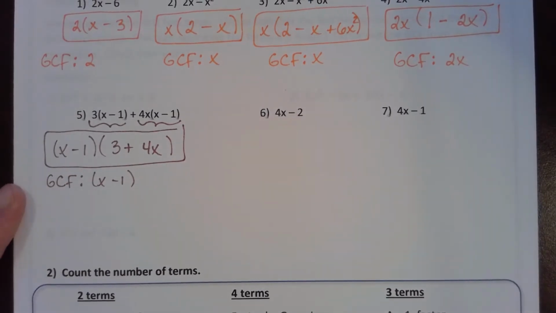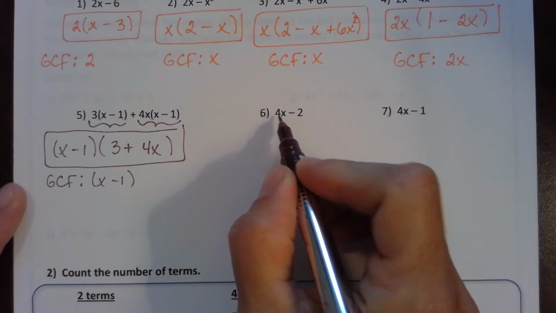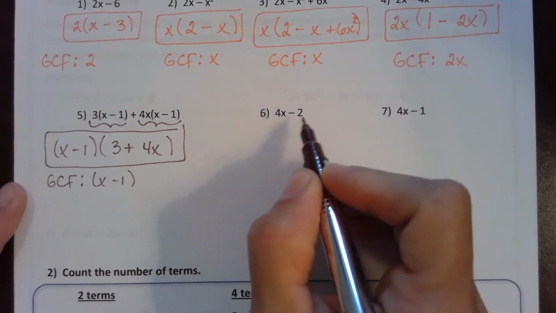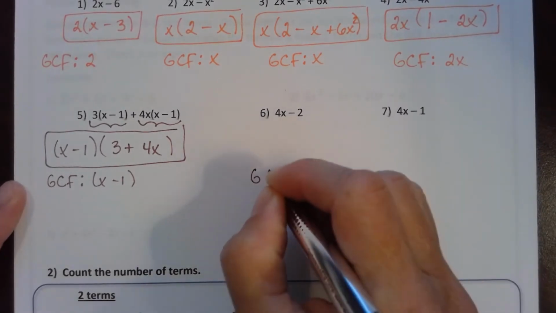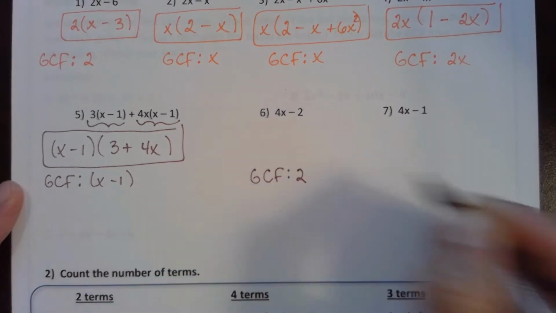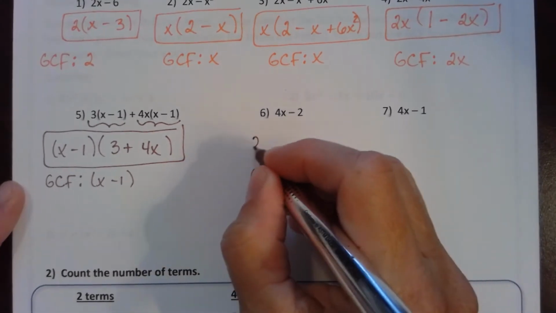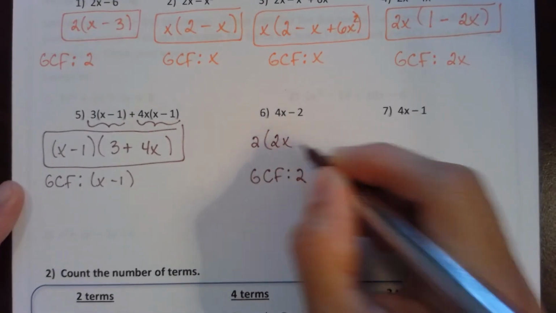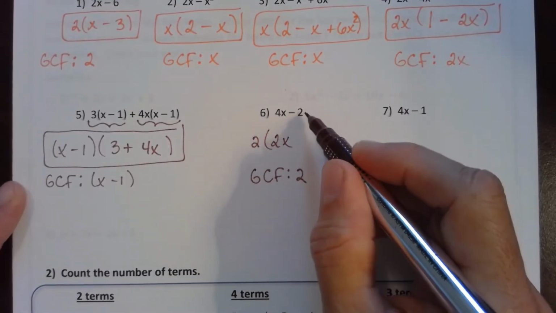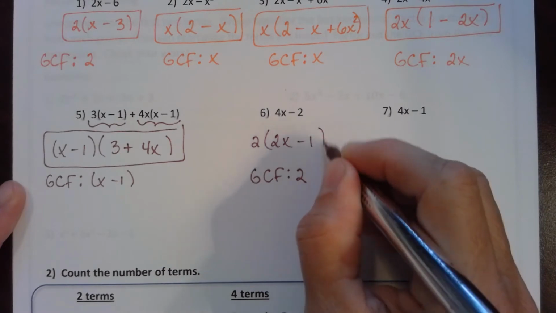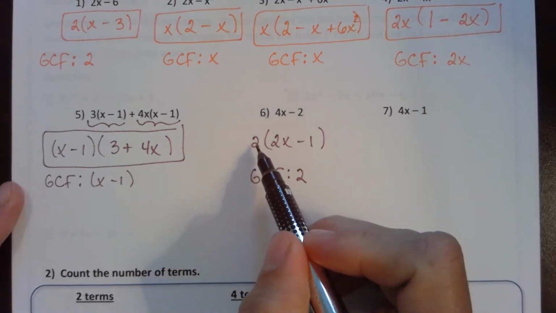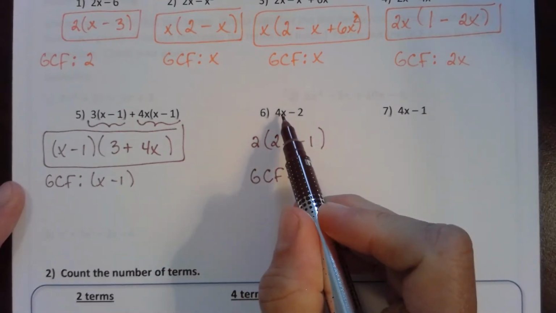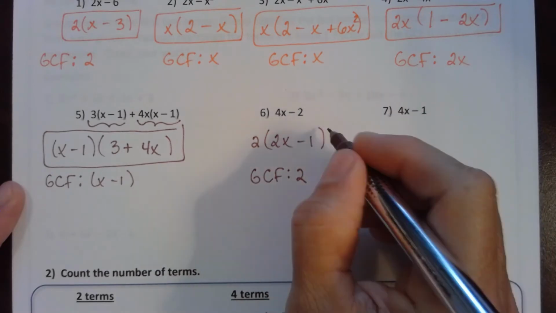How about number 6? They don't both have an x, but they do both have a 2. So our GCF in this case is 2. Put it out front. 2 times what is 4x? 2 times 2x. 2 times what is negative 2? That'd be a negative 1. Double check. 2 times 2x is 4x, and 2 times negative 1 is negative 2.